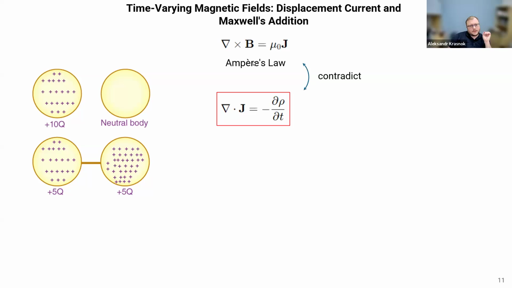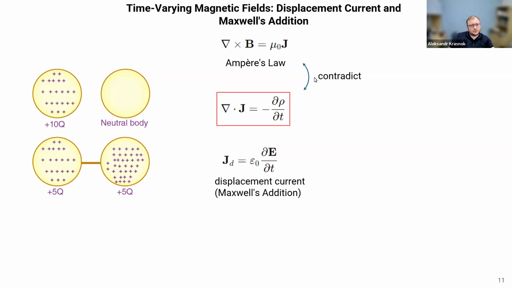However, if you take the divergence of Ampere's law, the divergence of curl of any vector is equal to 0. So you will get the result that divergence of current is equal to 0. So these two equations contradict, they don't agree. And the first person who noticed this was Maxwell.